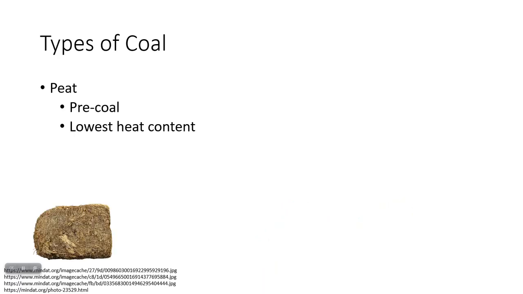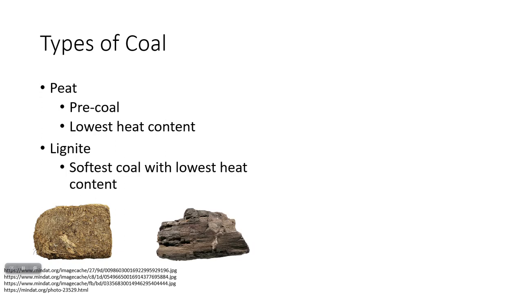So, real quick, let's talk about types of coal because there's different types of coal. There's peat, which we talked about in types of fuel. It's called pre-coal. It has the lowest heat content. It is not useful for generating electricity. Once you expose it to heat and pressure over time, it becomes lignite. This is the softest coal with the lowest heat content. It's also not as useful for electricity generation.